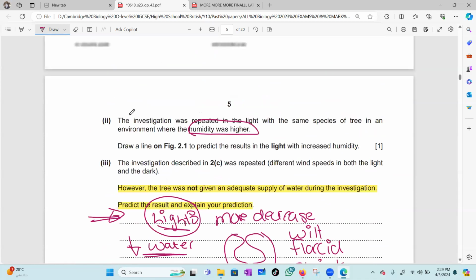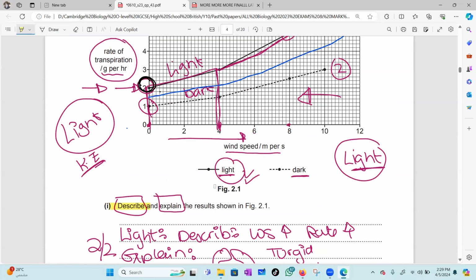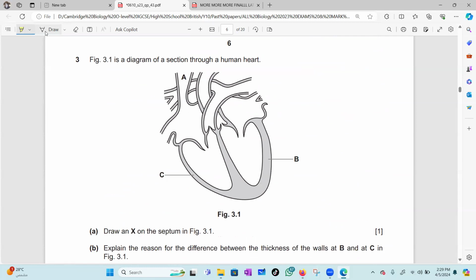So I'm going to highlight it for you. If you want to revise this exam, you go straight to the question that was tricky, this one. The graph question, number 2. Now, number 3, it looks easy.